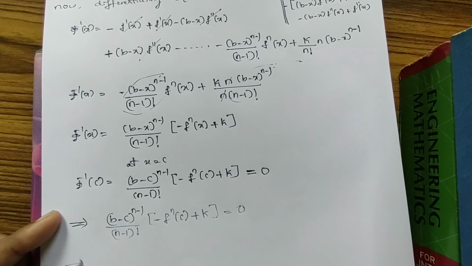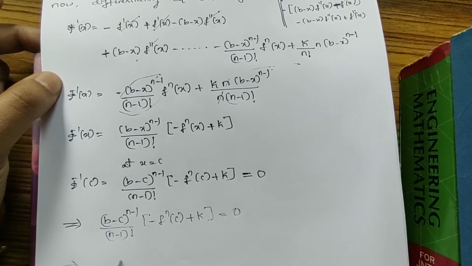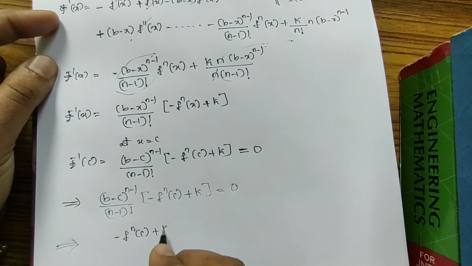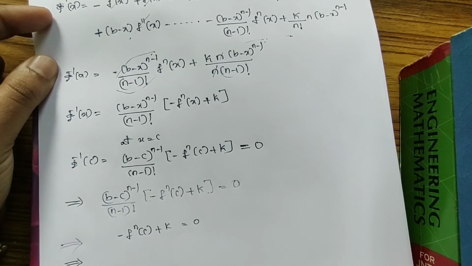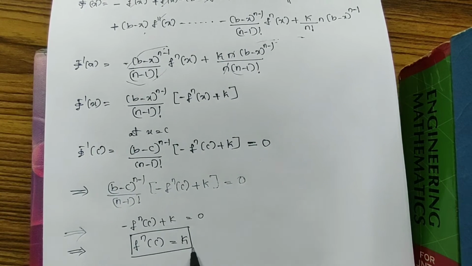Which implies minus of f power n of c plus k is equal to 0, or f power n of c is equal to k, or k is equal to f power n of c. So here we got the value of k that we have taken in equation 2.